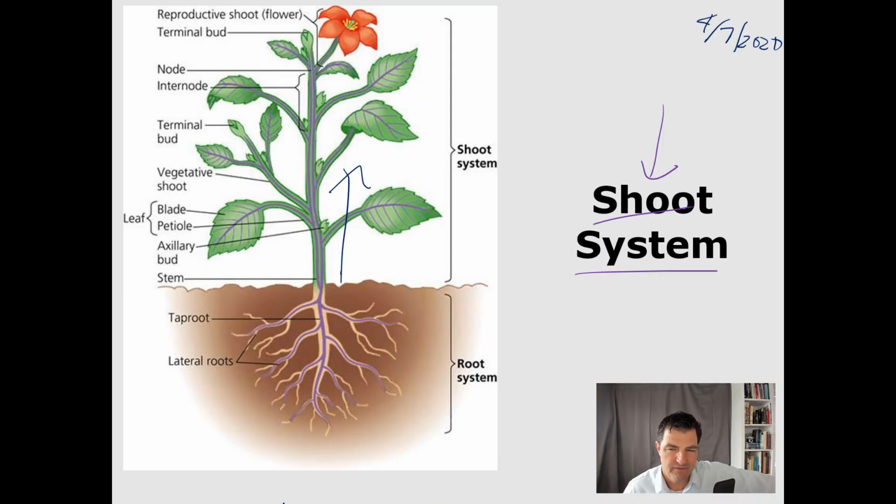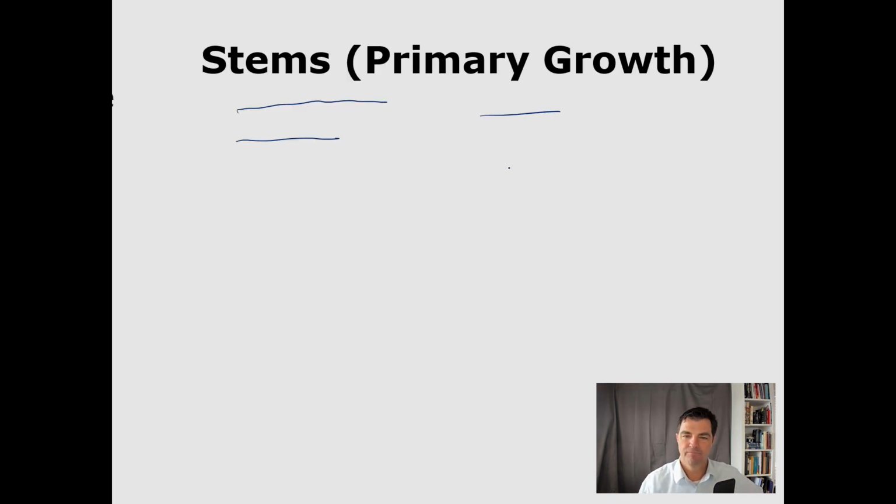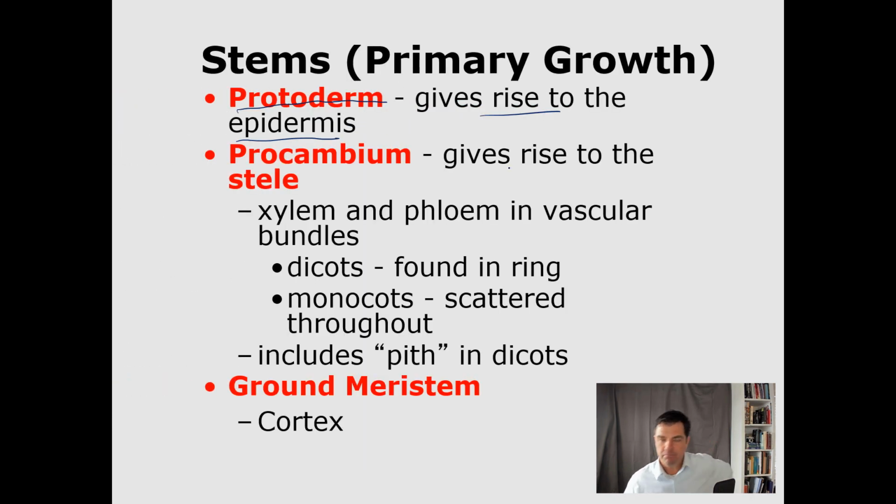So I think last time we left off, we were talking about roots, and today we're going to continue talking about the shoot system, which is the stuff above the ground. And remember, when we talk about growth, different parts of the plant have different terms used for that growth.